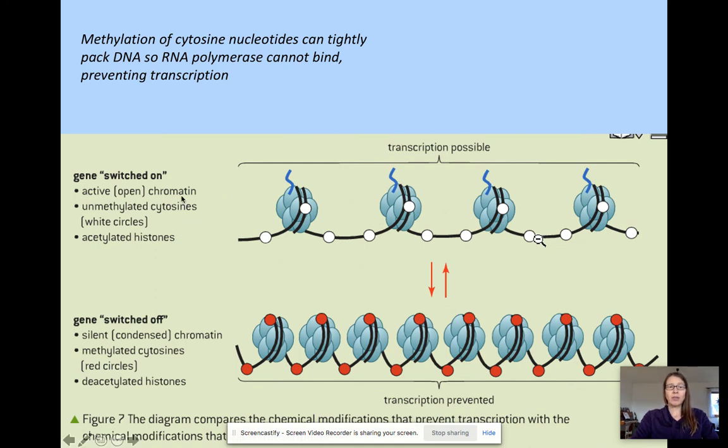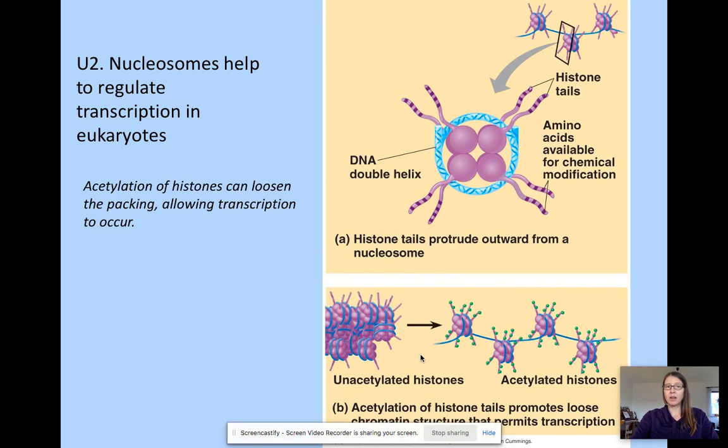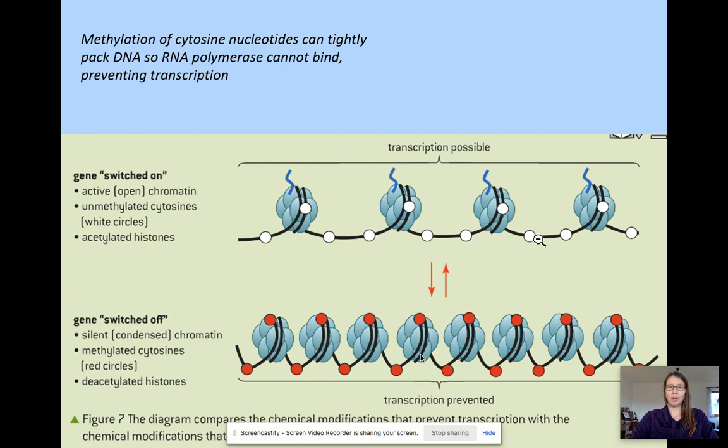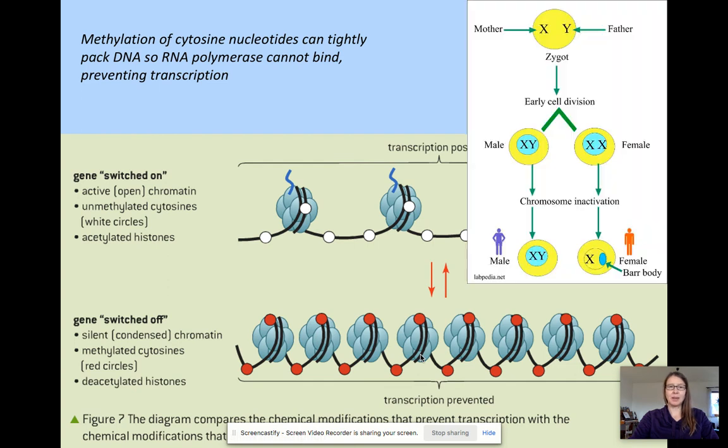Here, when you have the gene switched on, notice that the methyl groups are not attached to the cytosine nucleotides, and that can allow acetylation. It can loosen up the chromosome. Okay, so methylation stops transcription from happening, whereas acetylation promotes it. So methylation stops it, acetylation promotes it, based on how tightly packed that is.